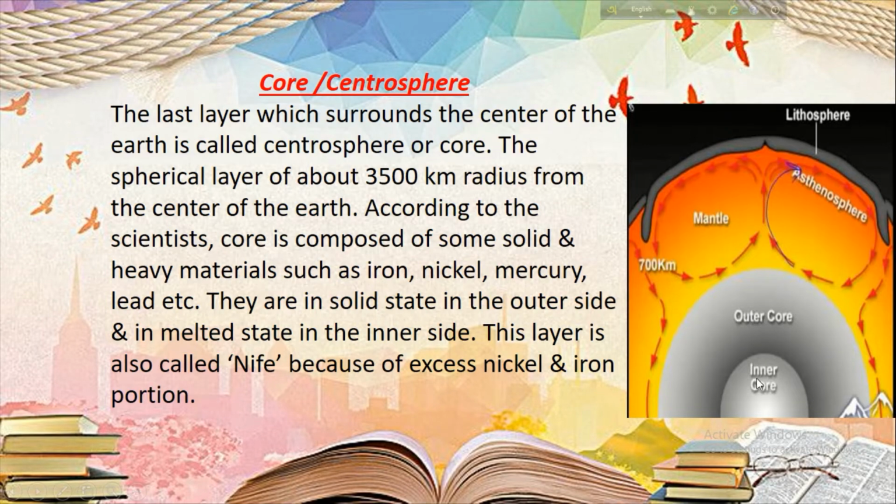is composed of some solid and heavy materials such as iron, nickel, mercury, lead, etc. They are in a solid state on the outer side and in a melted state on the inner side. This layer is called the NiFe layer because of its excess nickel and iron portion.